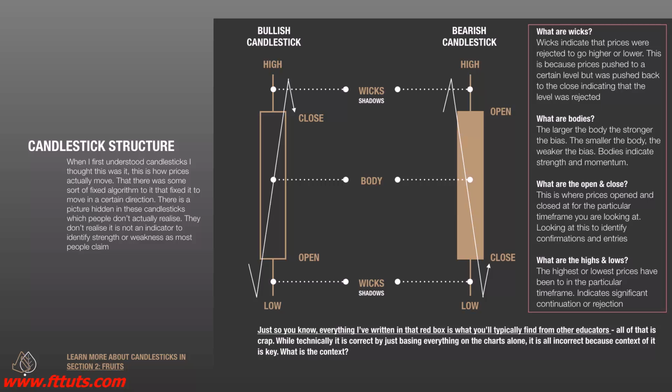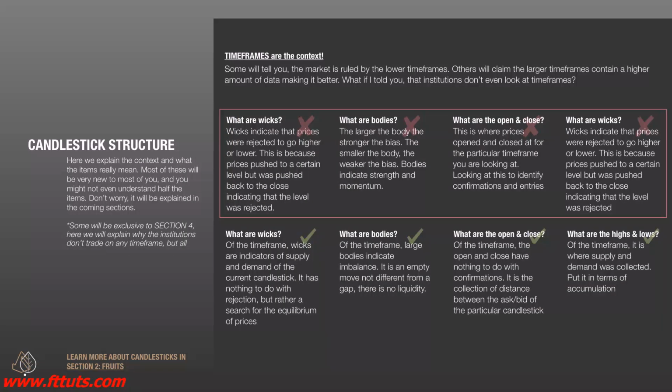And the last one, what are highs and lows? The highest or lowest prices in that particular time frame are identified by the wicks, which they say can indicate significant continuation or rejection. Now let us identify the truth of it. Okay, you see the red box? All of what I was saying just now was all wrong.